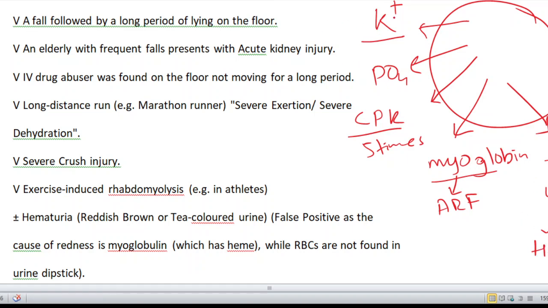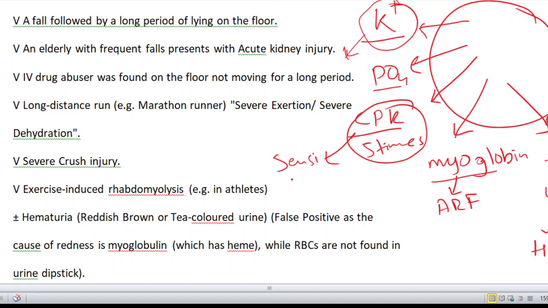So the patients will have hyperkalemia. This is dangerous to the heart, so we give calcium gluconate or calcium chloride IV to protect the heart. Then the patient will have a raised CPK. This is a very important test, very sensitive and specific as well. In order to diagnose the patient with rhabdomyolysis, you can do this test. It has to be 5 times elevated over the normal range.